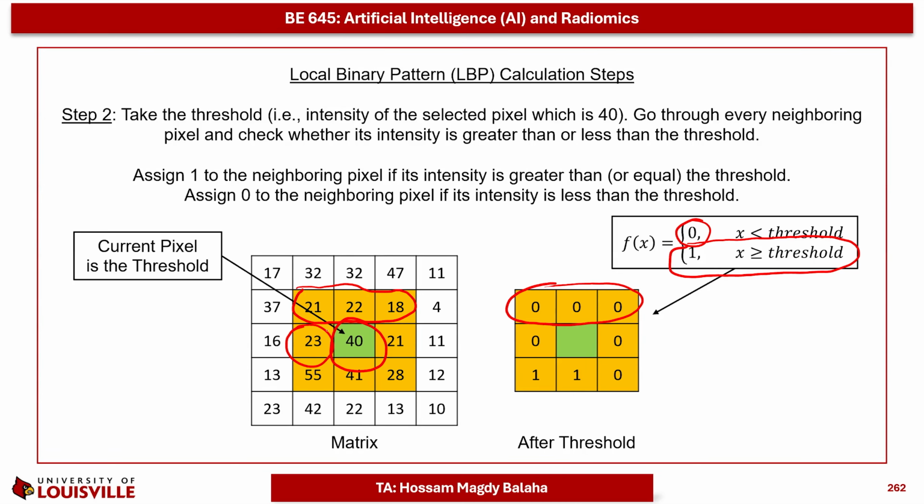23 is less than 40, so 0 is put here. The same for 21 here. But 55 is above 40, so we put 1 here. The same for 41, which is above or equal to 40, so it's 1 here. And for 80 and for 28, it's 0. So you have an original neighboring matrix and a threshold, and you are getting a binary matrix.